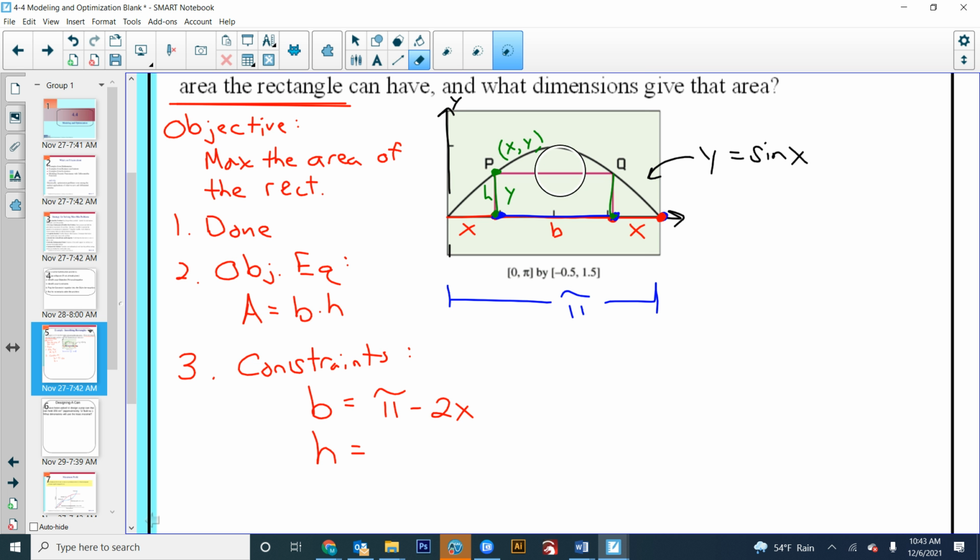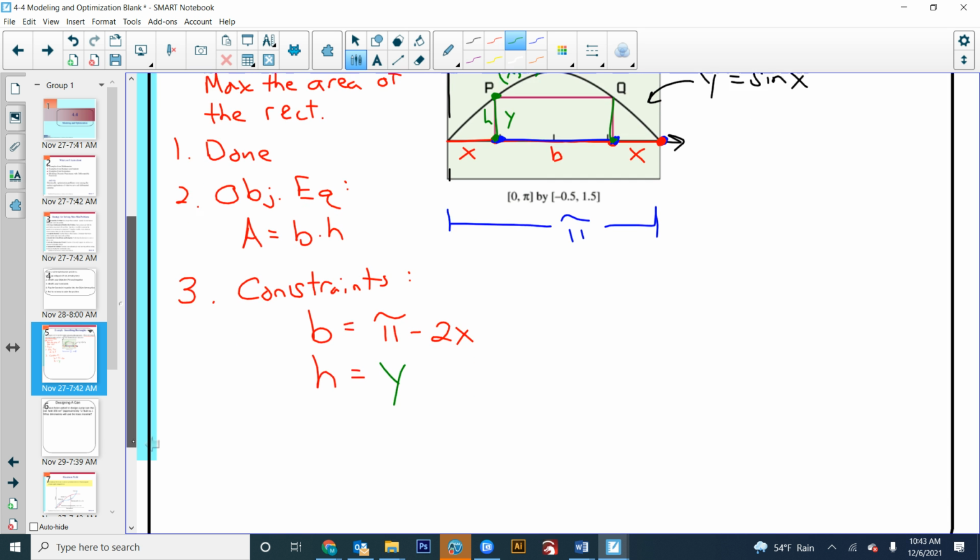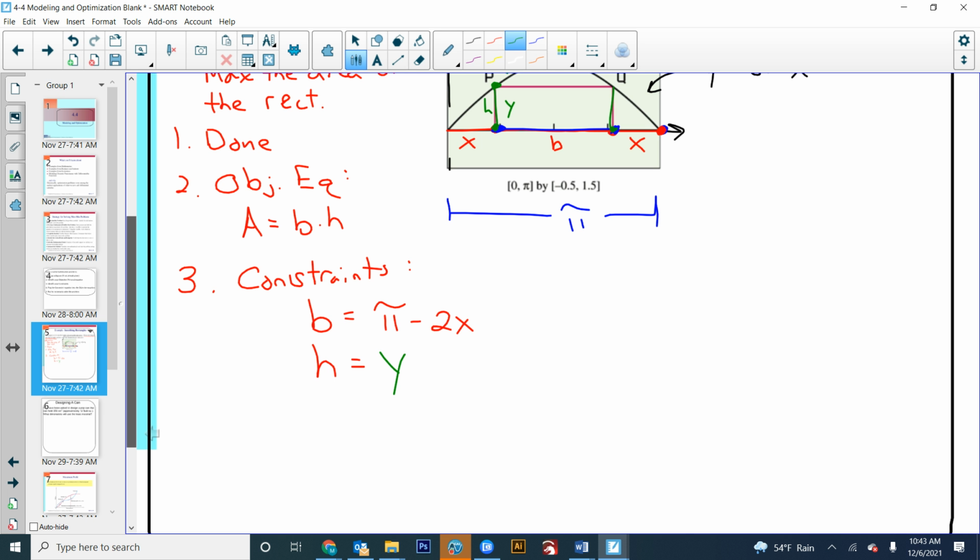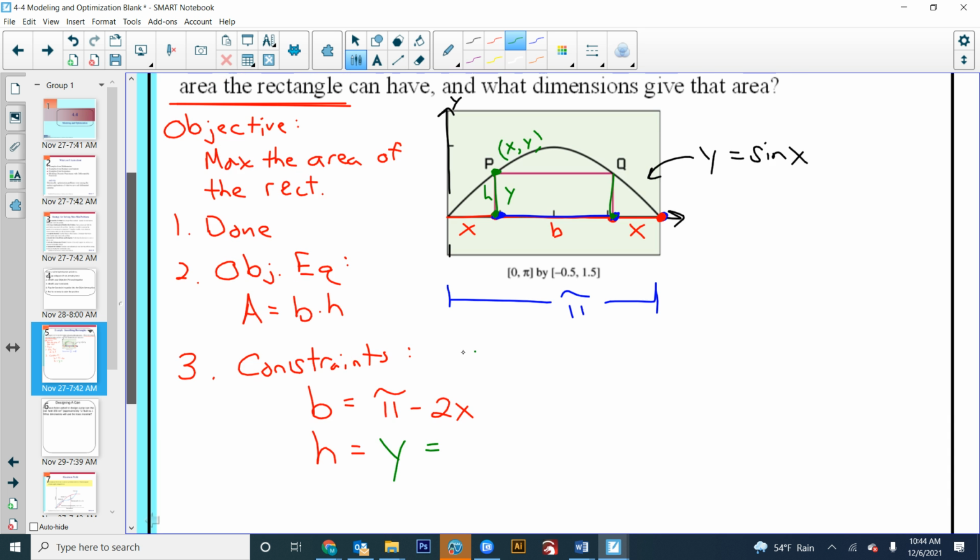So the height of our rectangle is, it's okay if you need a stepping stone, y. But as it is, I'm going to have two variables. I'm going to have an x and a y. I don't want that. So what is y as a function of x? Cole? Sine x. Sine of x.